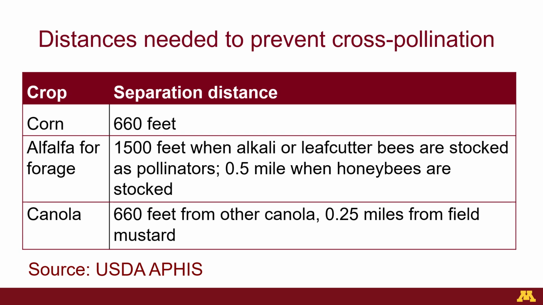The distances required for alfalfa can be affected by the types of pollinating insects. It should be 1,500 feet when alkali or leafcutter bees are stocked as pollinators, and half a mile when honeybees are stocked. Canola is required to be a quarter mile from field mustards, including weeds. Canola should be 660 feet from other canola. Because these large separation distances are not always achievable, you may also need to use strategies to separate by time.